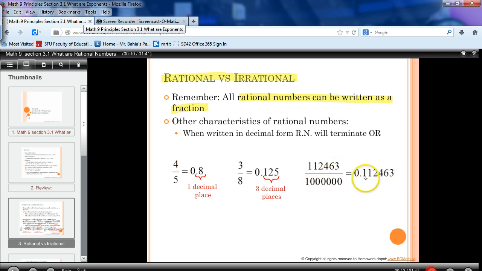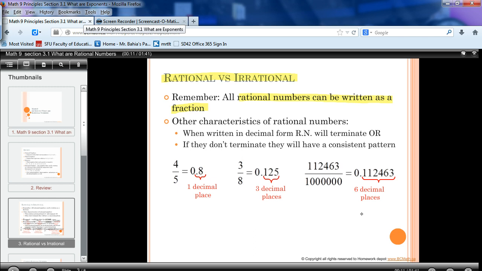So remember the rule: how do you go from a decimal to a fraction? You count the number of spots it takes: 1, 2, 3, 4, 5, 6. The number of spots it takes to make it a whole number, and put that over a power of 10 with 6 zeros. The previous video told you that. Okay.